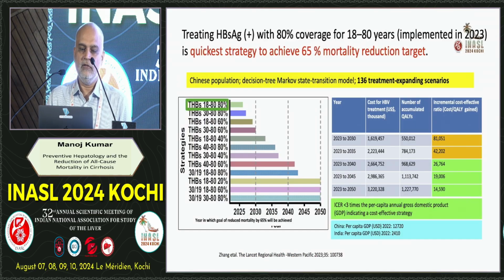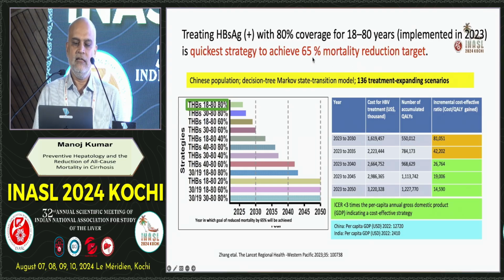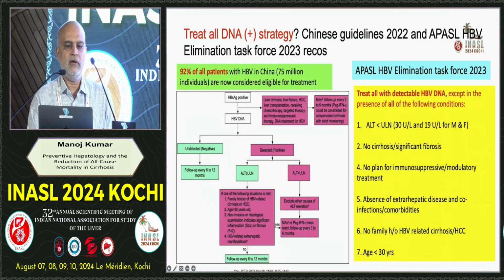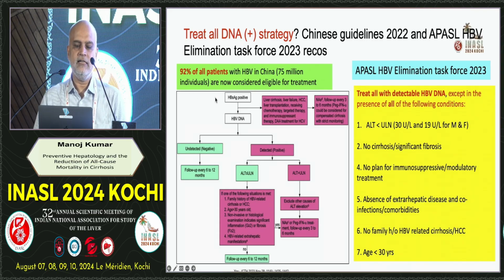Now, there have been multiple studies which show that the quickest strategy to achieve the 65% mortality reduction target is 80% coverage of 18 to 80 years. Then only we can achieve this target. This was a decision tree Markov modeling from the Chinese population. And this strategy is actually cost effective also. So these are the Chinese guidelines and the Basel Elimination Task Force guidelines, and about 92% of all patients with HBV in China are now considered eligible for treatment.